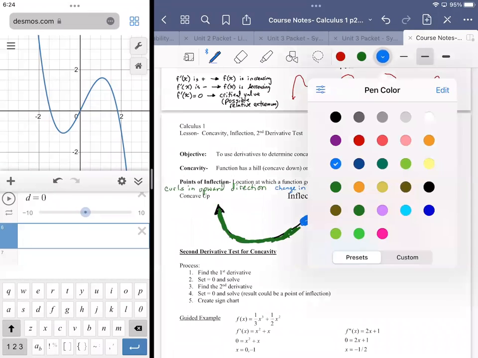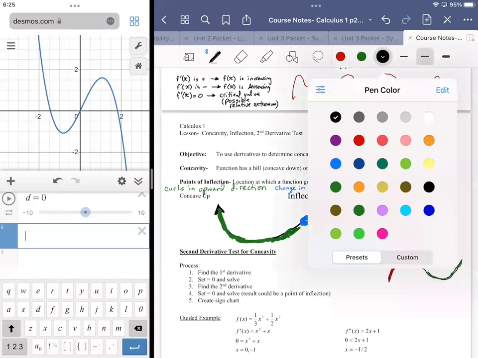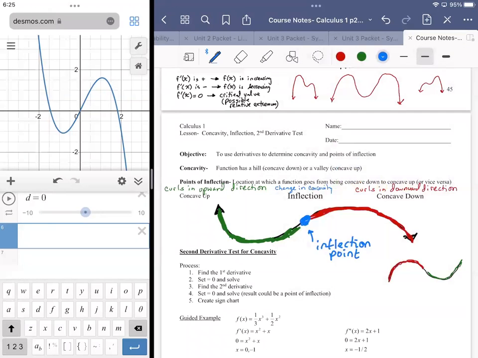So another little sidebar here. I gotta go back to black. So terrible graph, but you get the idea. You have concave down, and then some sort of transition that happens that makes it go from concave down to concave up. That point in the middle, that point where that transition occurs, is the inflection point.